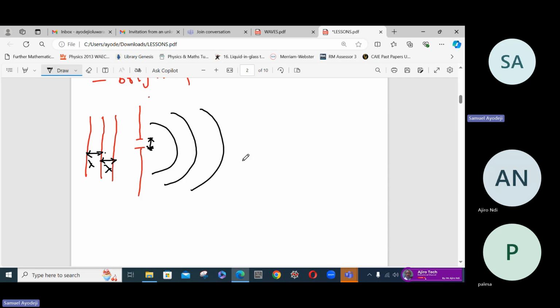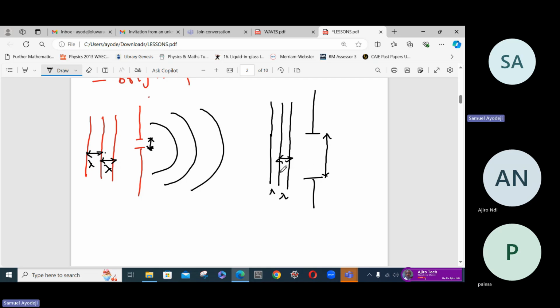But if you look at another scenario, when you have a bigger gap, you have the wave like this. The distance between them is the wavelength, and you now have this gap. Look at the size of the wavelength, then look at the size of the gap. So this wave will just pass through without deviating, undeviated, just like this one.